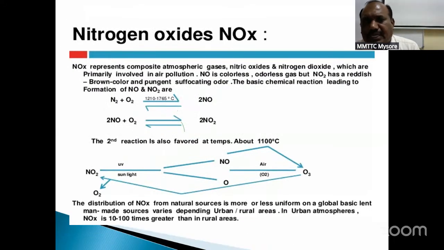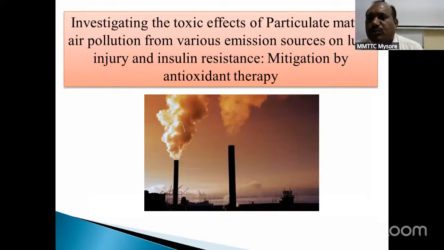Even nitrogen oxides, what is the source? Nitrogen and oxygen react to form ozone, ground level ozone, which is a ground pollutant. Okay. So this is the first part: investigating the toxic effect of particulate matter in air pollution from various emission sources on lung injury and insulin resistance, and mitigation by antioxidant therapy.